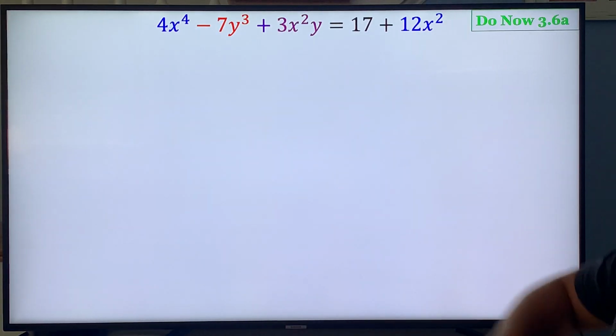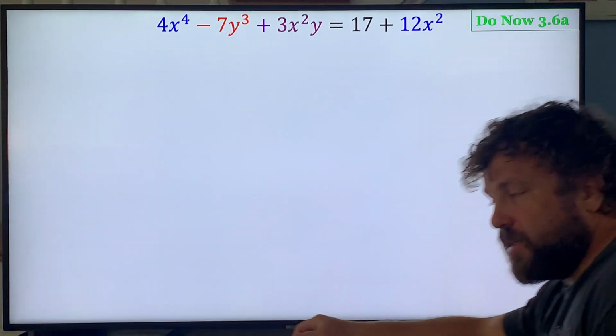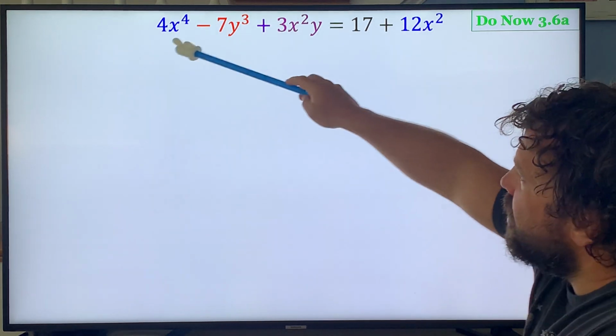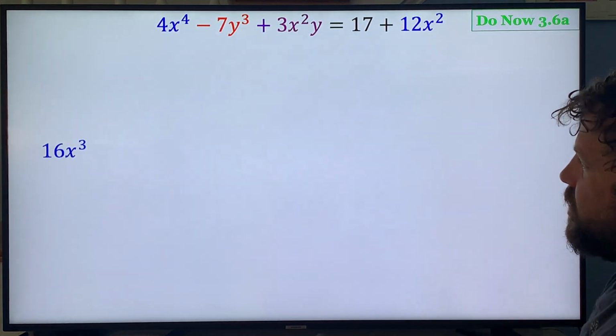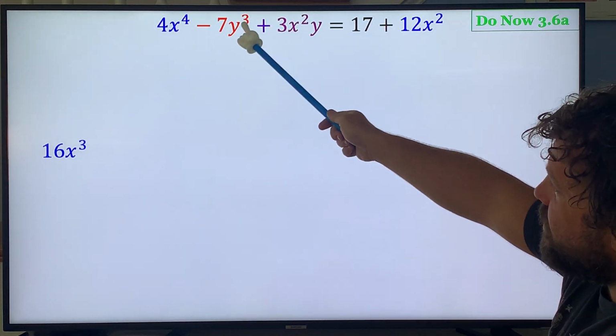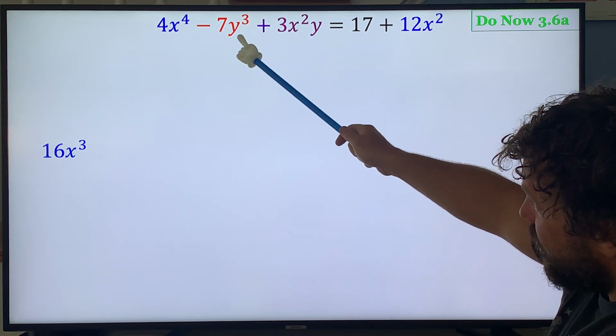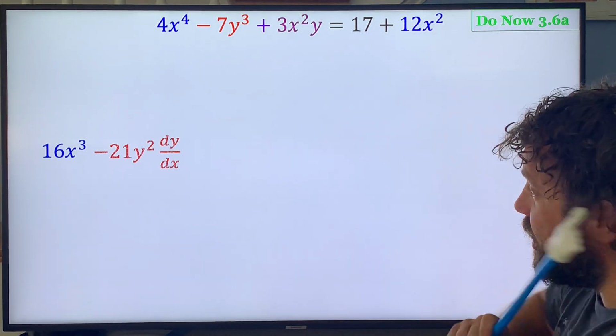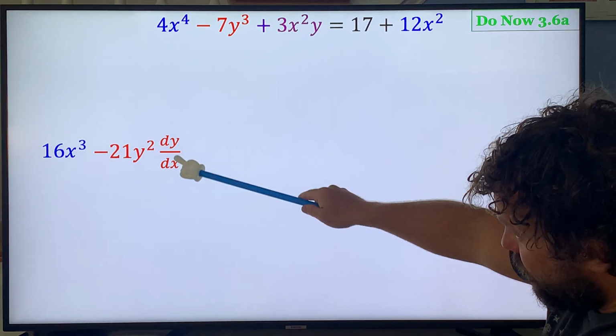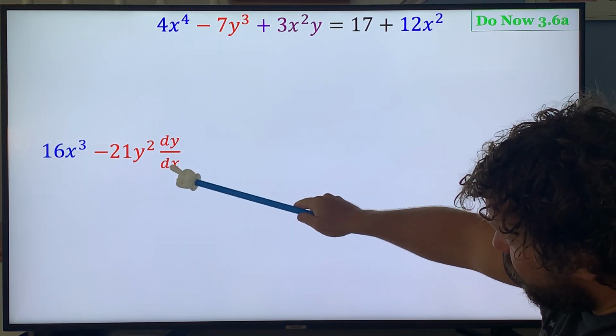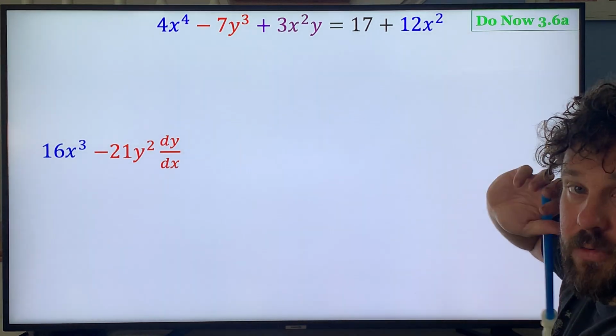All right, ready? In case you forgot how to implicitly differentiate since yesterday, right here, 4 times 4x to the third is 16x to the third. Negative 7 times 3y squared dy/dx. Do not forget to add the d, whatever variable this is, over dx if you're deriving in terms of x.